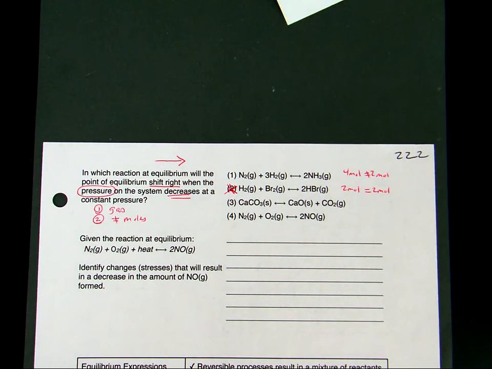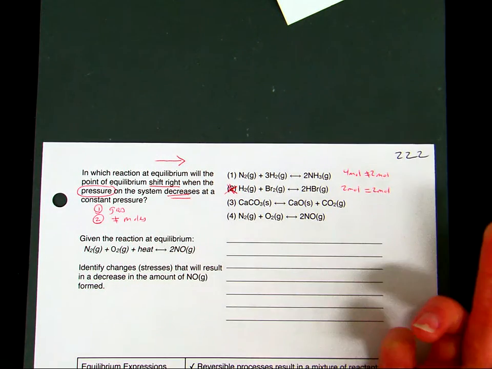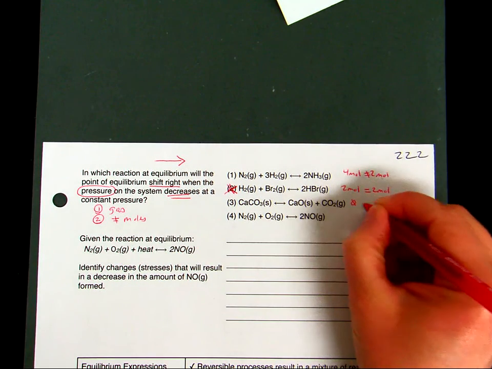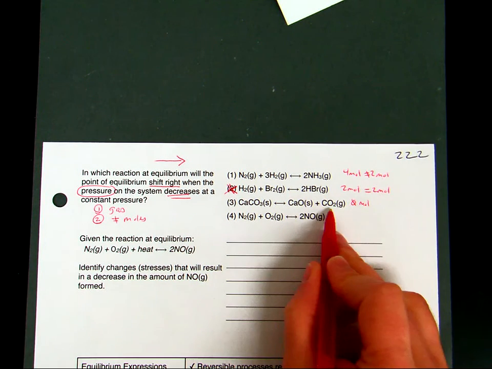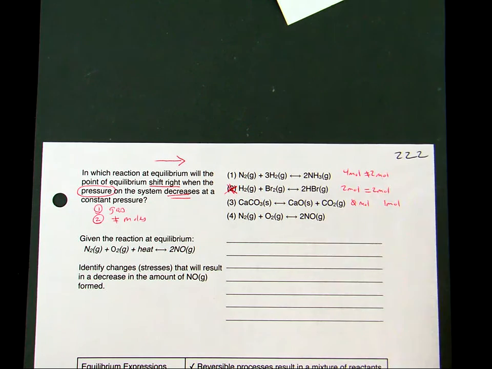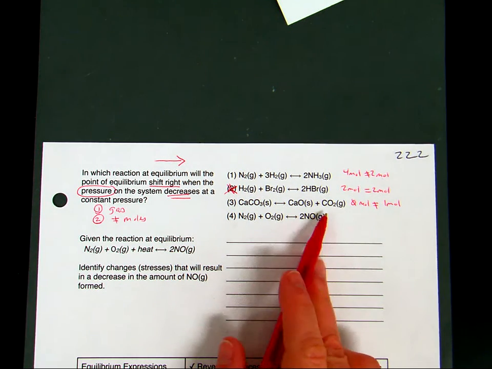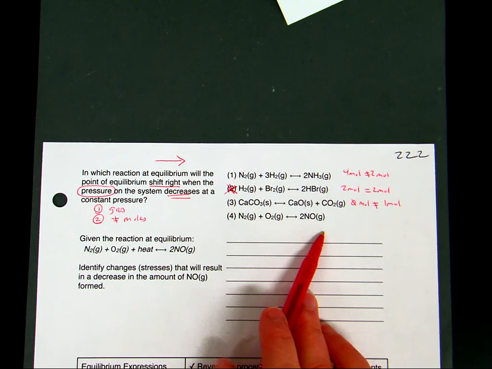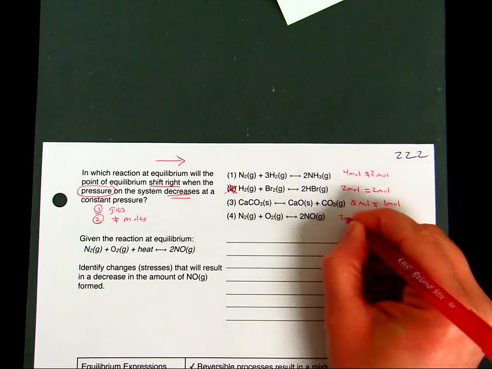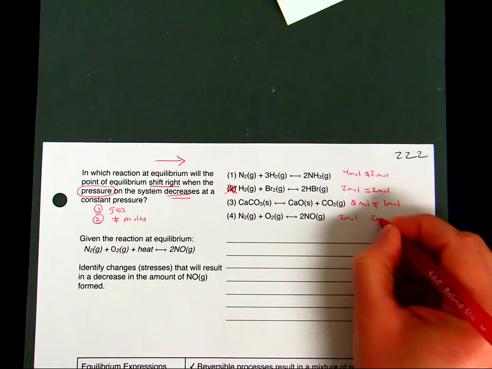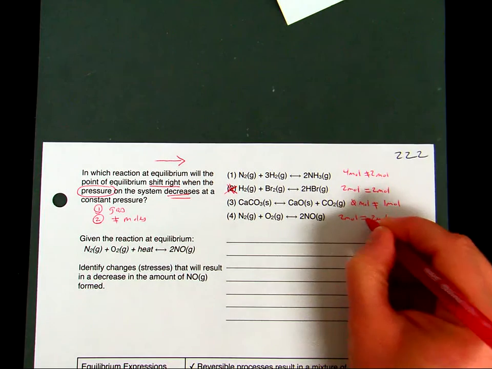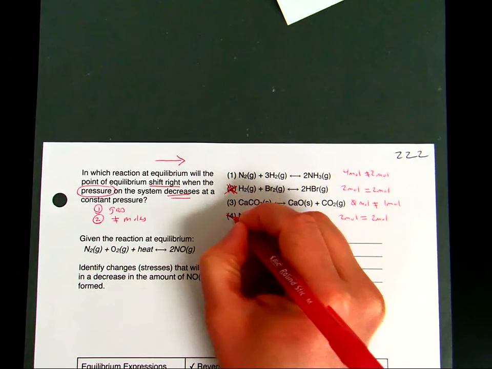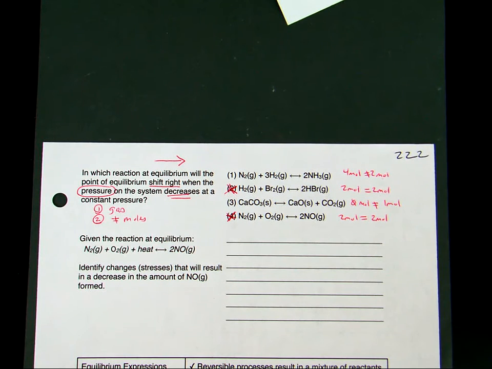Now response 3, how many moles of gas do I have on the reactant side? 0 moles on the reactant side compared to 1 mole on the product side, so that represents an unequal number of moles. So we have a gas and an unequal number of moles. Looking at the last response, we have 2 moles on the reactant side and 2 moles on the product side, equal moles. Pressure's not a stress for system 4, so we eliminate it.